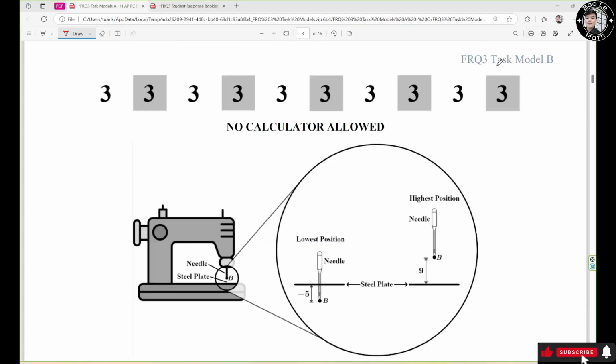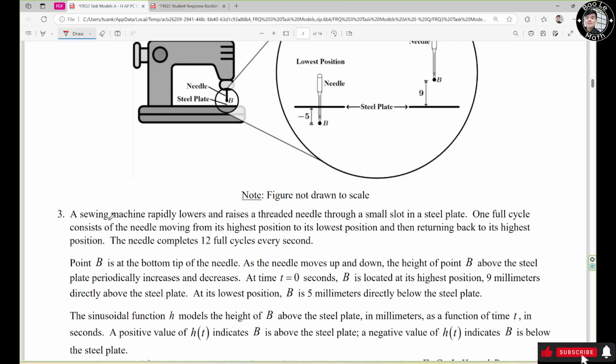Now let's move on to task model B. A sewing machine rapidly lowers and raises a threaded needle through a small slot in a steel plate. One full cycle consists of the needle moving from its highest position to its lowest position and then returning back to its highest position. The needle completes 12 full cycles every second. Point B is at the bottom tip of the needle. So it's point B right here, on the tip of the needle.